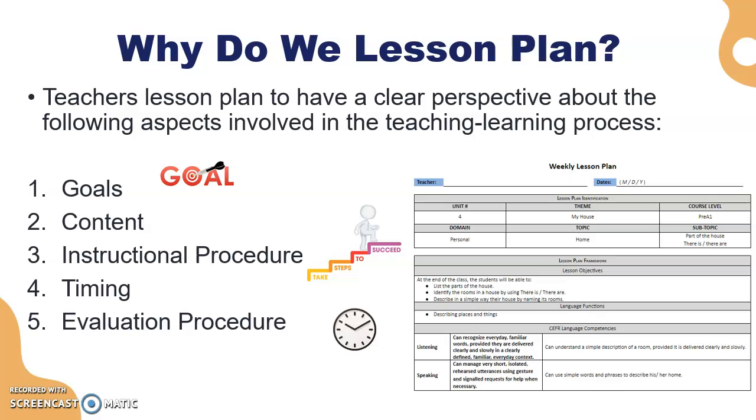Number 3, instructional procedure. It means the steps that you're going to follow or the process that you are going to complete to teach during your class. And information about the timing. How much time are you going to take for each of the activities to complete your lesson? And finally, we're going to have information about the evaluation procedure. So how are you going to measure how much students are making progress or what students probably need to reinforce?